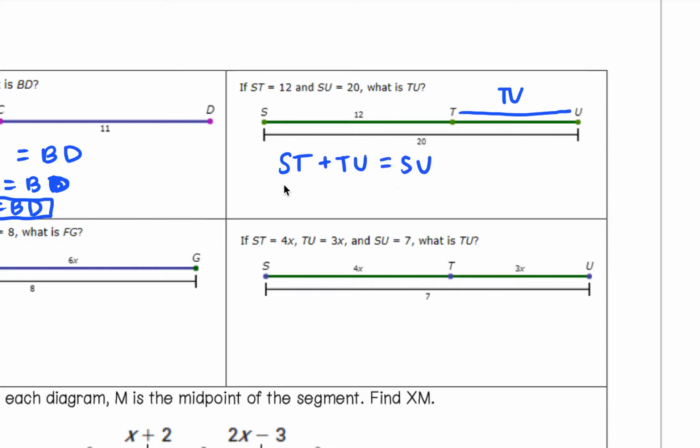And again, we're just going to plug in what we know. So ST is 12, we add it to TU, and all of that will equal SU, which is 20. And then I can just solve this like an equation. To get TU by itself, I would just subtract 12 from both sides, which would leave us with TU equals 8. That's our answer, and we can actually go back and check that to make sure that we got it right. So if I do that, I would be plugging in ST was 12, plus TU was 8, and that should equal all of SU, which is 20. And we know that 12 plus 8 does equal 20, so we got it right.